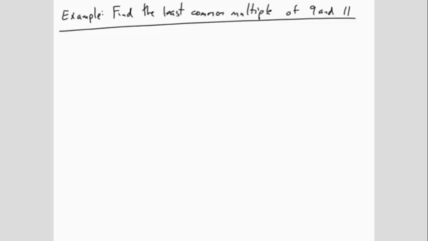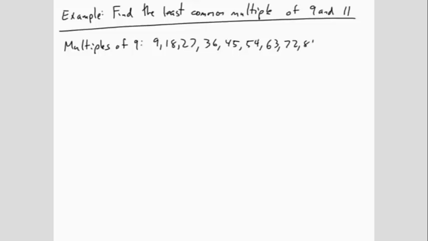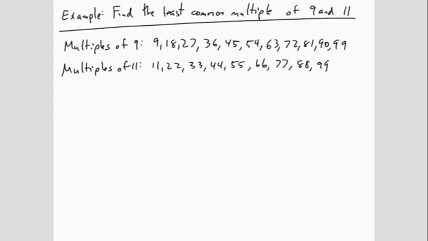Example, find the least common multiple of 9 and 11. This is an example of where your ability to perform arithmetic quickly and correctly is to your advantage. The first several multiples of 9 are 9, 18, 27, 36, 45, 54, 63, 72, 81, 90, and 99. The first several multiples of 11 are 11, 22, 33, 44, 55, 66, 77, 88, and 99. From these two lists, we can see that 99 is the least common multiple.